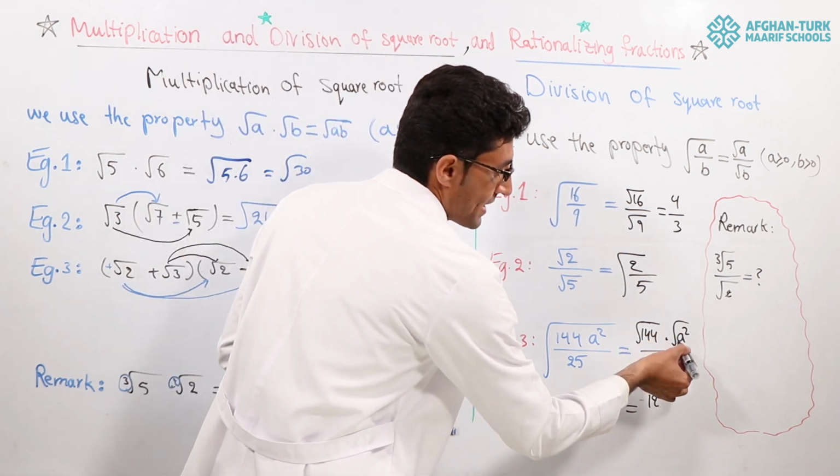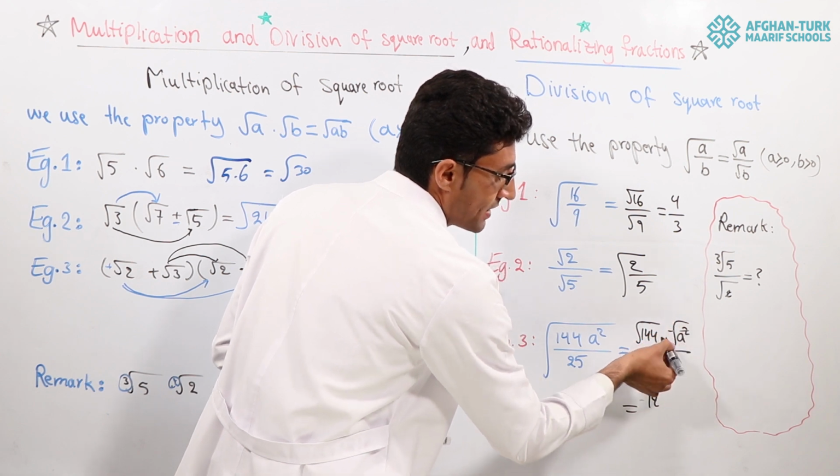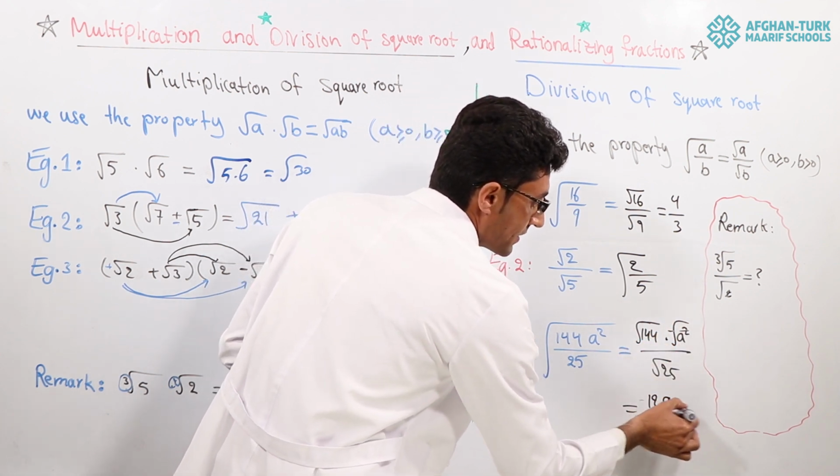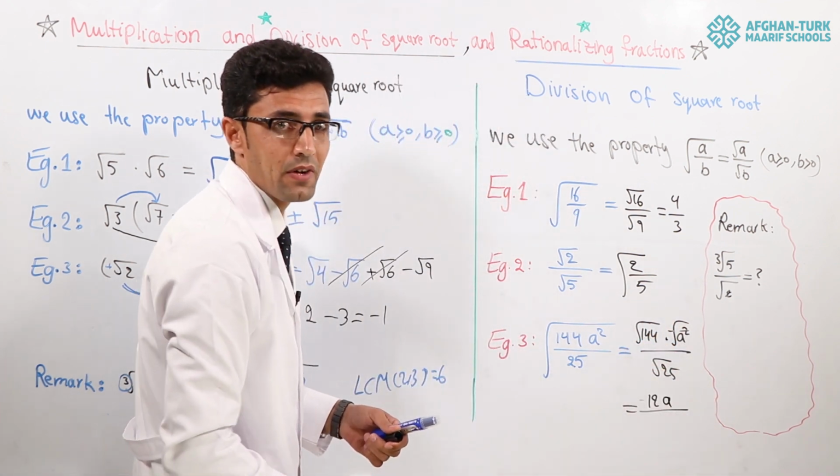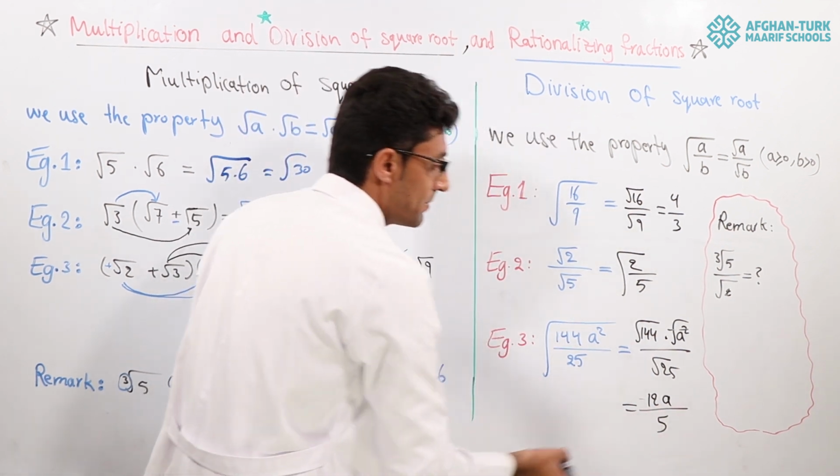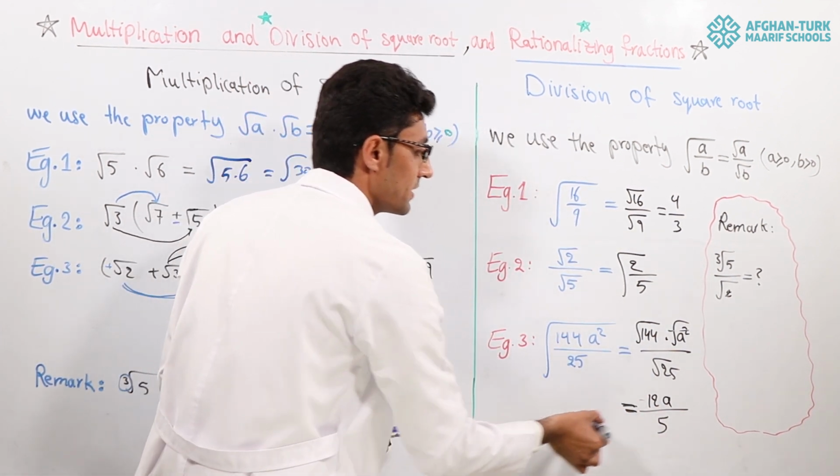Okay? What is this? 2 divided by the degree 2. The answer is A. And what is the square root of 25? 5. This will be the answer.